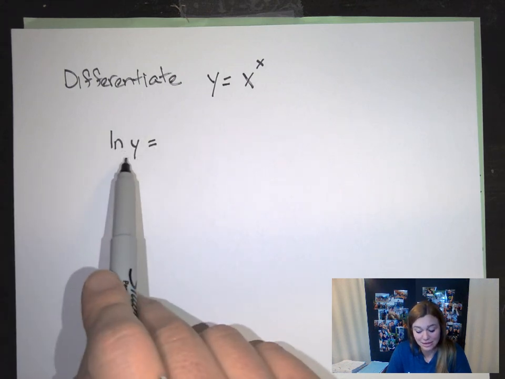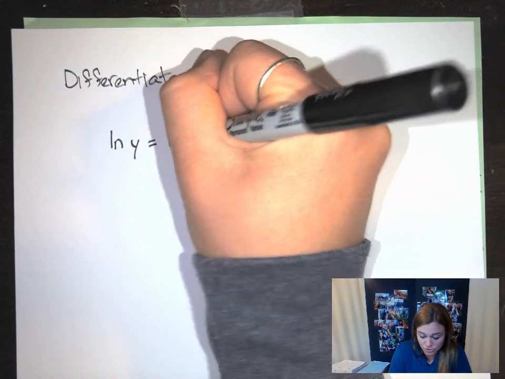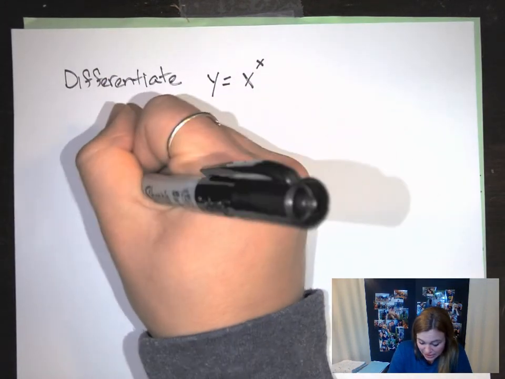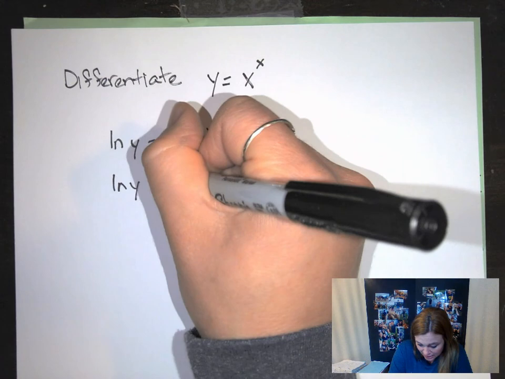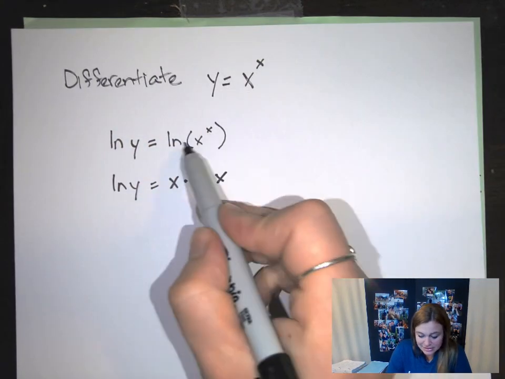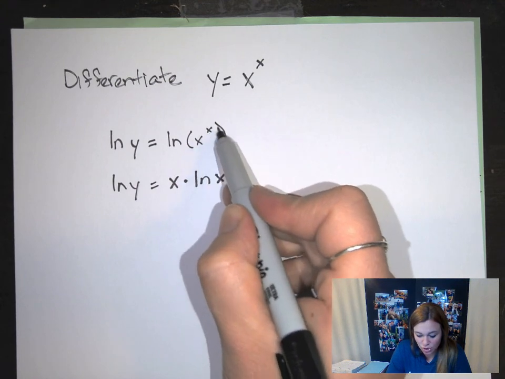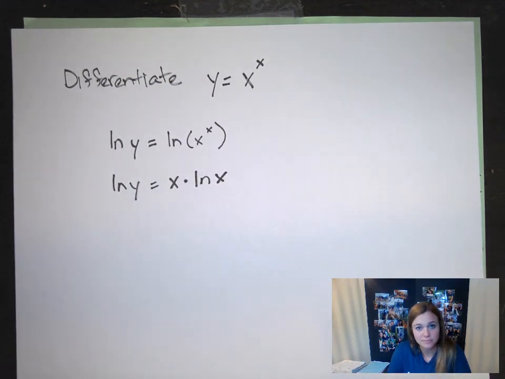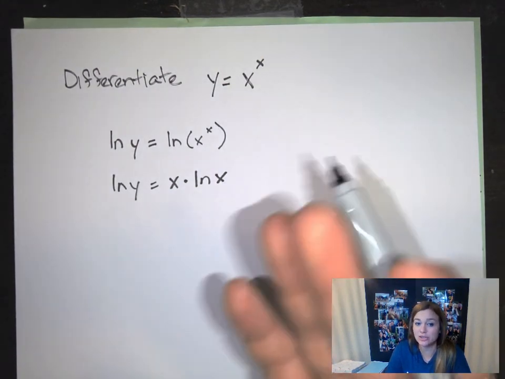So I'm going to take the natural log of this side, the natural log of this side. And the reason why I did that is because now I can rewrite the right side into something that I know. Because with natural logs, if you have an exponent, you can always take that exponent to the front and rewrite it as x natural log of x. Now this becomes a much easier problem.